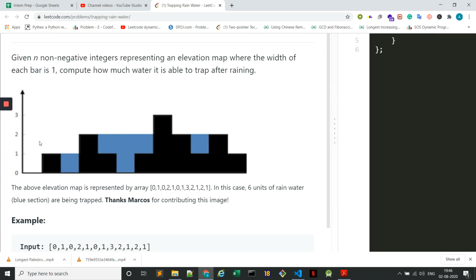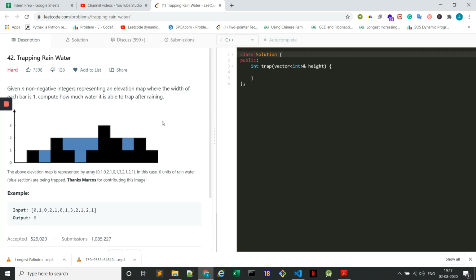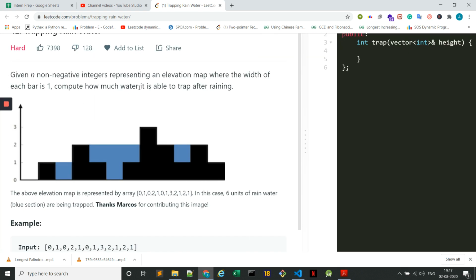So given non-negative integers representing an elevation map where the width of each bar is 1, compute how much water it is able to trap after raining. You can see that the blue color indicates the water which is being trapped, and black color denotes the rectangular bars, and in the gaps there will be water which is trapped. So we need to compute the sum of all these possible water traps, right?